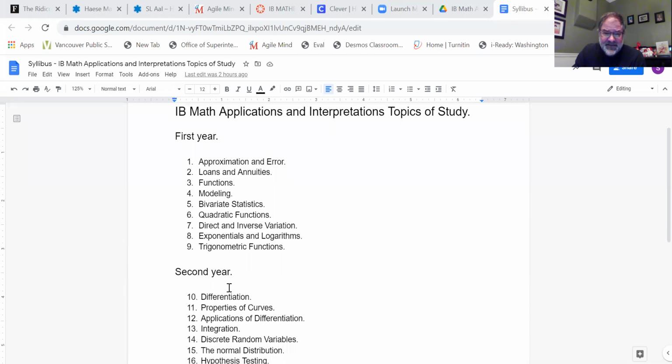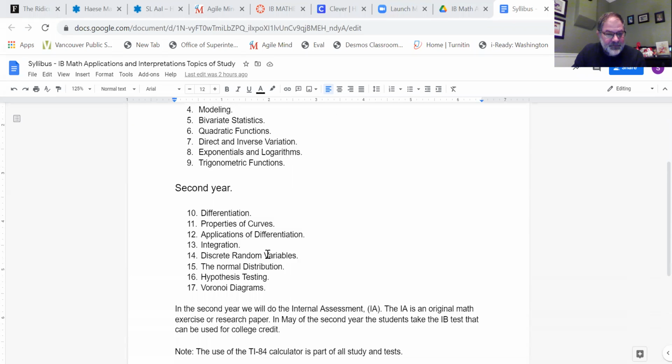The one thing that this class requires is the use of the TI-84 Plus calculator. Now that calculator is a great calculator, and we learn how to use that to do a lot of our math, not in lieu of the algorithms and the calculations, but to help back that up.